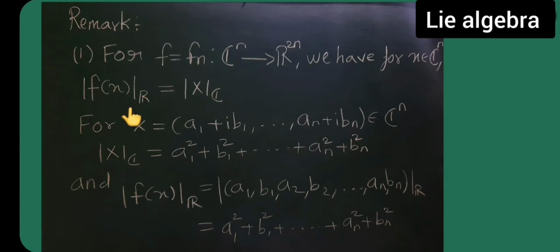Now what is the modulus of f(x), or the norm of f(x)? It is equal to the modulus of (a1, b1, a2, b2, up to an, bn). And this I am going to write as the square root of a1 squared plus b1 squared up to an squared plus bn squared. So finally you are getting the answer, and this is the same, right? So therefore this is equal to this.